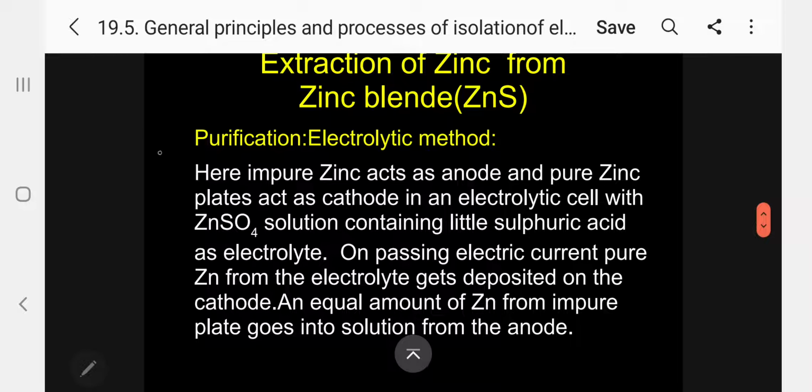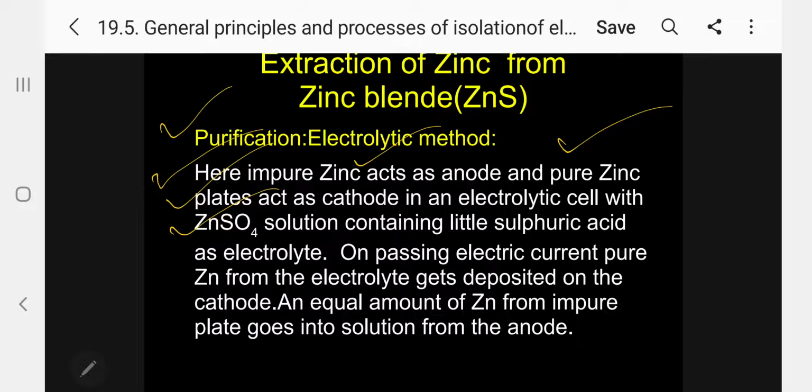The other method is purification by the electrolytic method. This is the same method we commonly use. Here, impure zinc acts as the anode and pure zinc plates act as the cathode in an electrolytic cell with zinc sulfate solution containing a little sulfuric acid as electrolyte. On passing electric current, pure zinc from the electrolyte gets deposited on the cathode. An equal amount of zinc from the impure plate goes into solution from the anode.